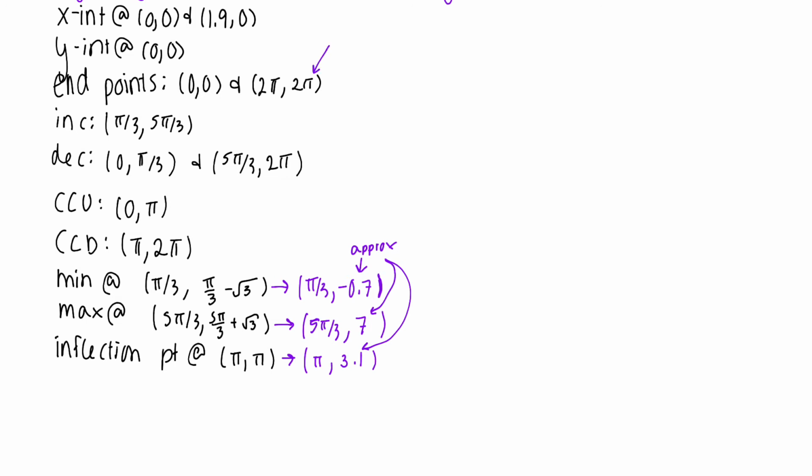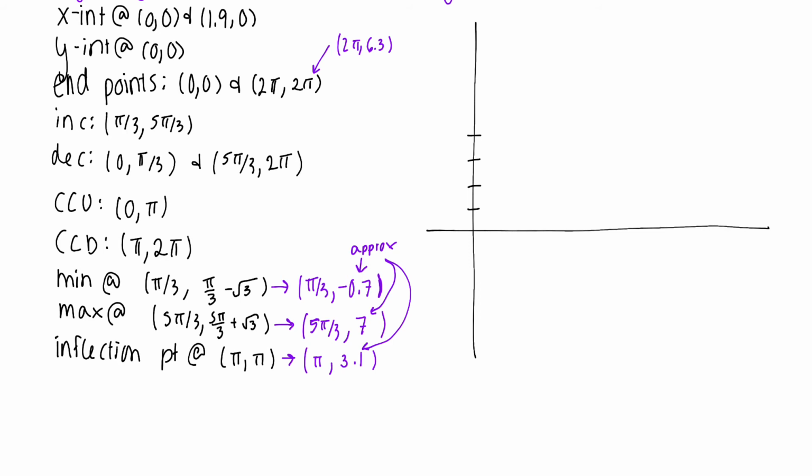And 2 pi is approximately 6.3-ish. I just wanted to draw a graph. I didn't want this to go all weird. 1, 2, 3, 4, 5, 6, 7. So it goes up to 7.